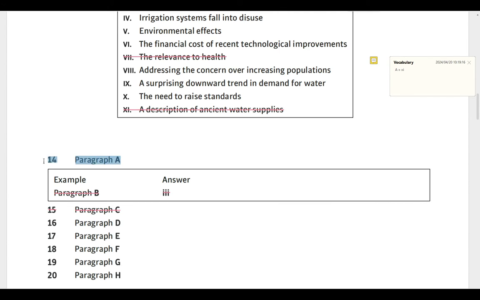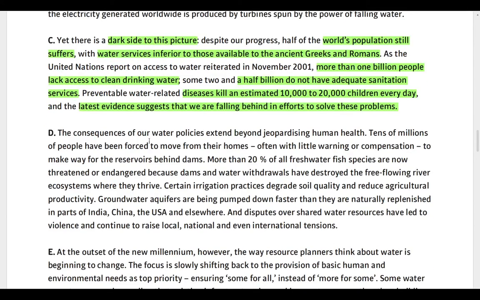So paragraph C and paragraph A. Now let's go for paragraph D. The consequences of our water policies extend beyond jeopardizing human health. So the consequences of water policies extend beyond. That means the problems related to water systems go more than taking risks that harm human health. All right, so this is another topic sentence. So I'm going to choose a different color for that.